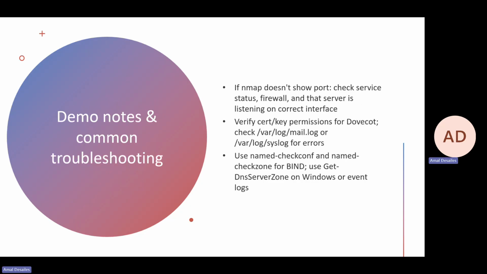Then troubleshooting notes. If your scan doesn't show the expected ports, check if the service is running. Also make sure you installed everything properly. Check the firewall rules. For Dovecot, check the certificate file permissions. And for BIND, run named-checkconf or named-checkzone. On Windows, check Event Viewer or use PowerShell Get-DnsServerZone.